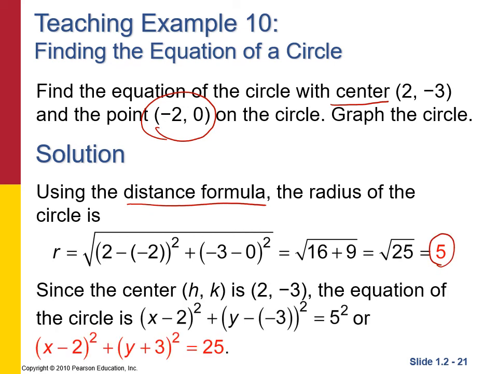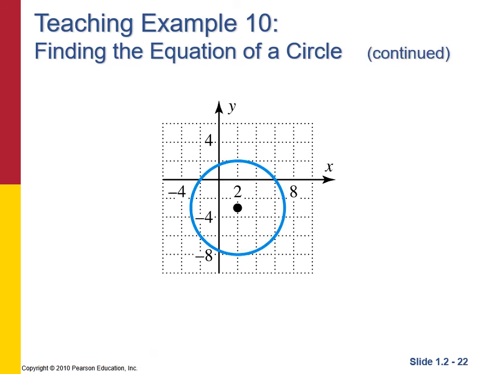And so now with this center point, you just plug all the values in. So x minus 2, and then y minus negative 3, which becomes y plus 3, is equal to 5 squared. And here is our equation. I'm going to expect you to be able to do this as well in homework. And here's the graph.